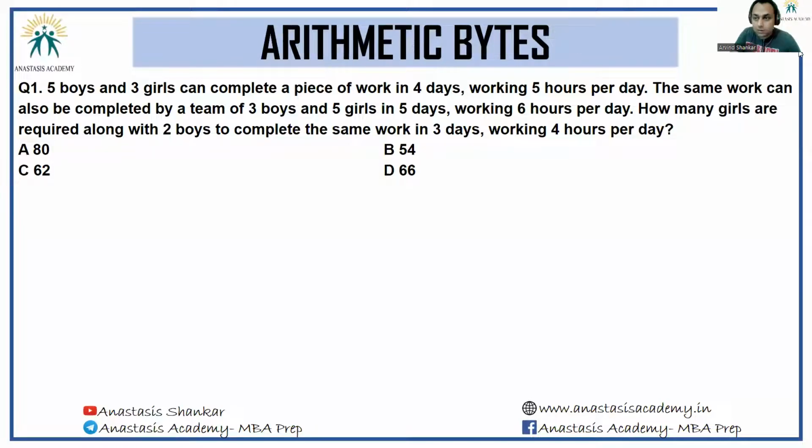Let's look at the solutions of arithmetic bites. 5 boys and 3 girls can complete a piece of work in 4 days, working 5 hours per day. The same work can also be completed by a team of 3 boys and 5 girls in 5 days, working 6 hours per day. How many girls are required along with 2 boys to complete the same work in 3 days, working 4 hours per day?